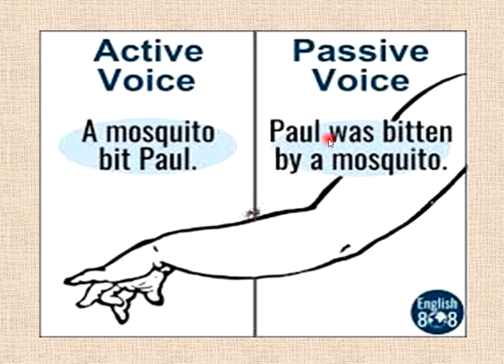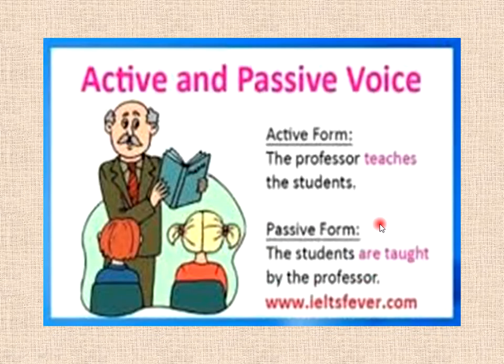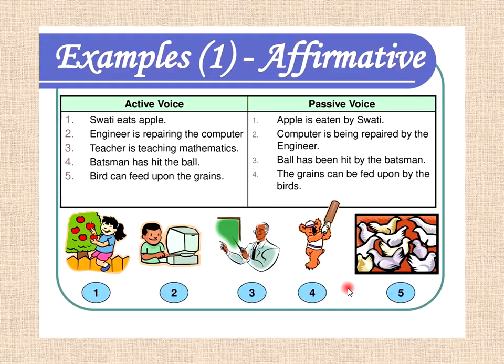Over here, he cooks food. This is the active voice. Food is singular. Food is cooked by him. This is the passive voice. The professor teaches the student. Over here, the students are taught by the professor. You can see there are categories of sentences. So an affirmative sentence is a statement sentence, like Swati eats apple. So over here, apple is eaten by Swati.